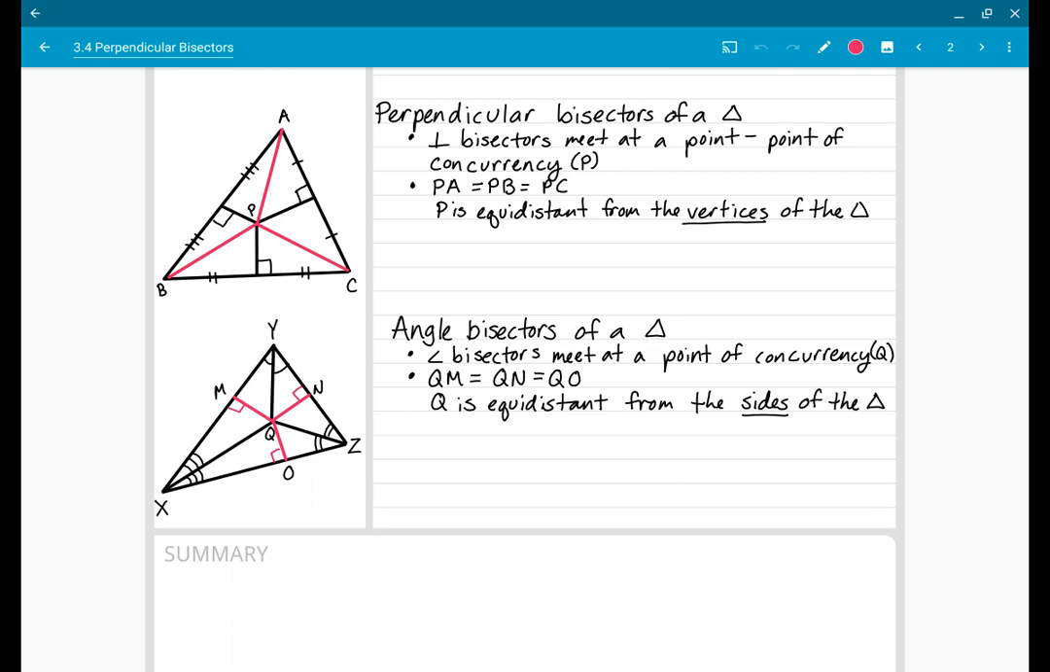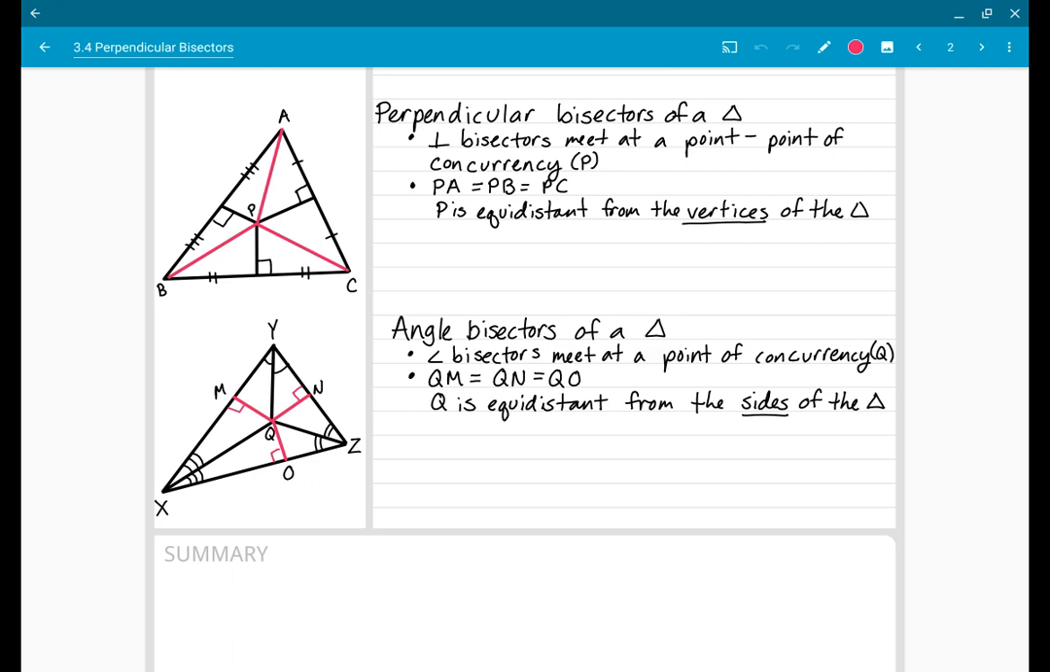Not to be confused with angle bisectors, which also meet at a point of concurrency. But they're also going to be equidistant to the sides of the triangle. Okay? So if you've started drawing these triangles, you might want to pause for a second. Just get the text down. And then we're going to show you how to draw the two separate triangles in just a second.